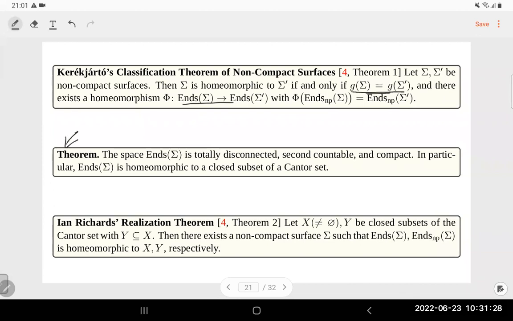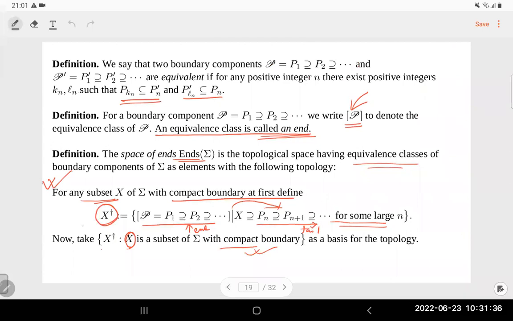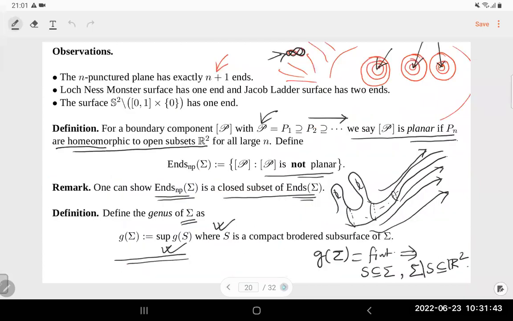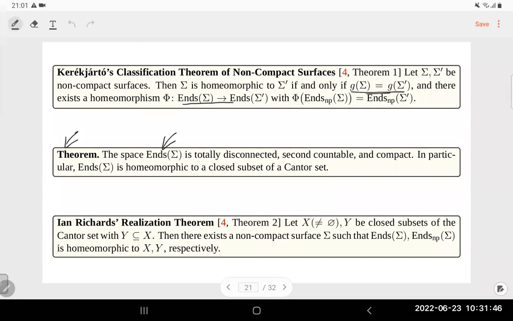And here is the theorem, the characterization of the space of ends. So the space of ends comes with a topology that I have mentioned here for a subset. Using this topology, one can show that the space of ends is totally disconnected, second countable, compact. So in particular, the space of ends is homeomorphic to a closed subset of the Cantor set. In other words, you can embed the space of ends into the real line, because the Cantor set can be embedded in the real line.